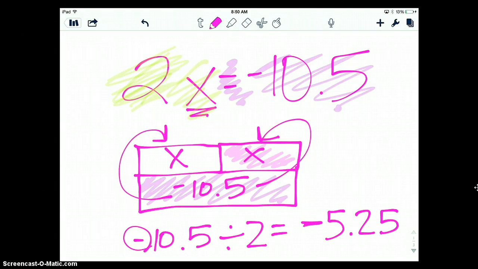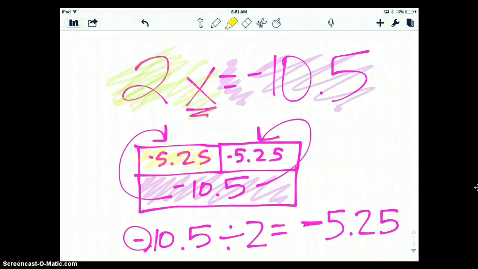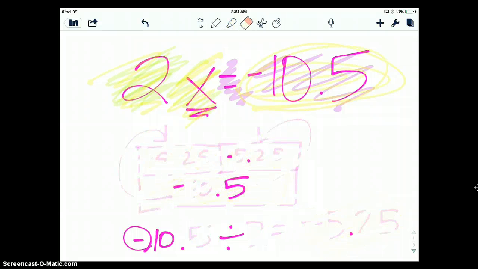5.25. So now I know that this x and this x are both worth negative 5.25. And it makes sense because if I add negative 5.25 to negative 5.25, I should get negative 10.5. That's that whole chunk here. So this x, we just solved the mystery, is worth negative 5.25. And if we have two of them, we would end up with negative 10.5. So that's the way to solve it, drawing a picture.